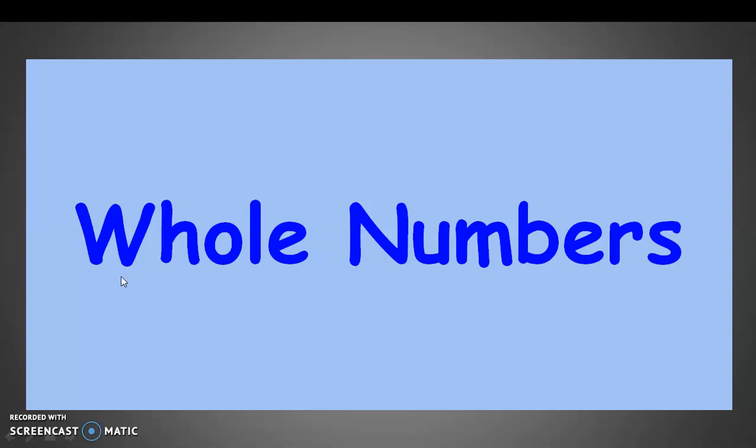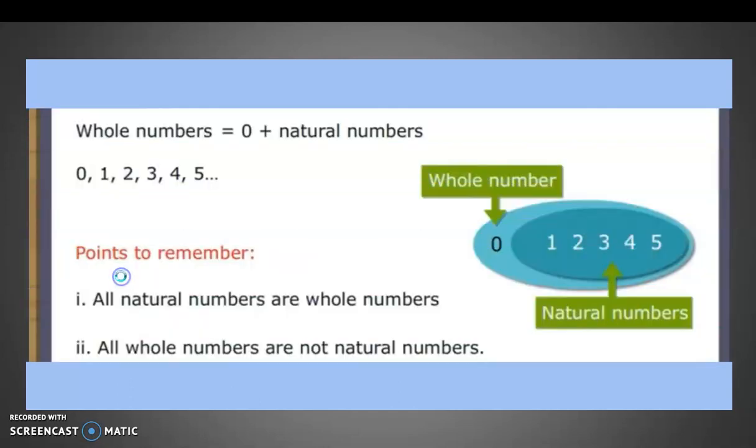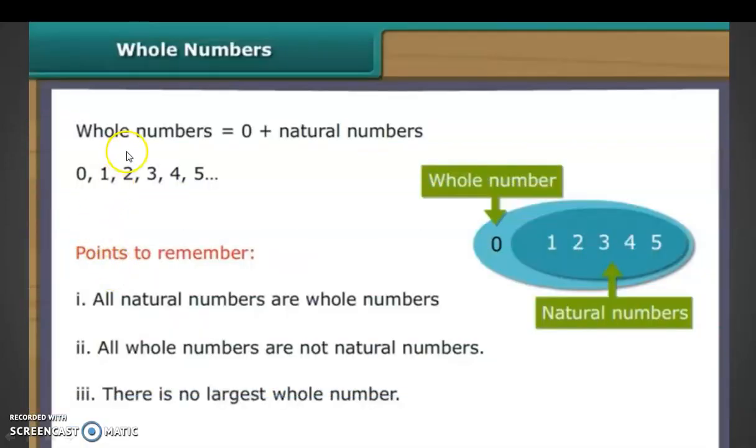Now to begin with, what are whole numbers? Whole numbers are a combination of natural numbers along with 0. Natural numbers are also called counting numbers. So counting numbers along with 0 are called whole numbers. The smallest whole number is 0, and the largest whole number is not known as counting never ends.